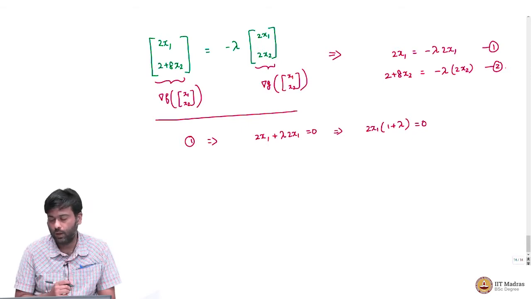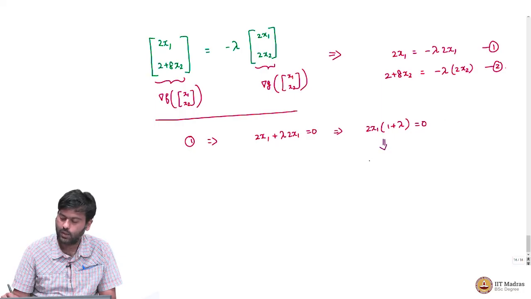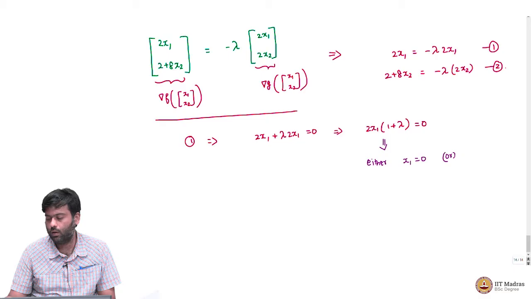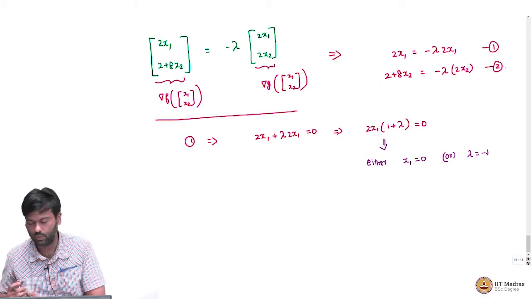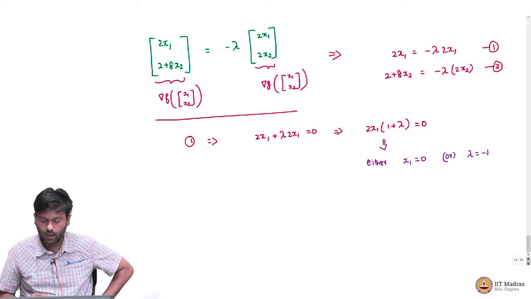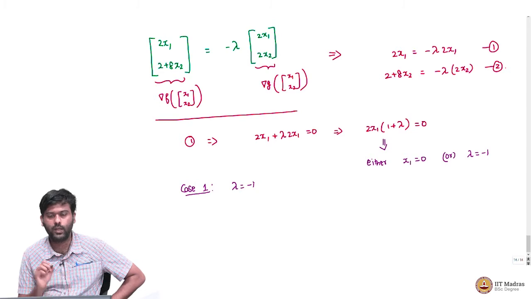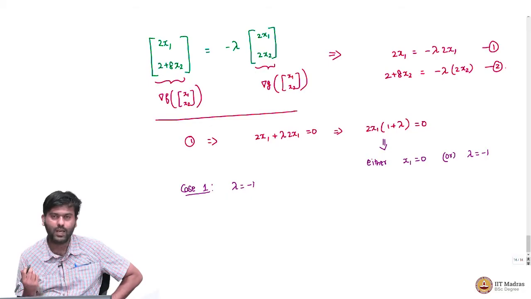There are two ways this could happen. Either x1 is 0, for which this is true, or lambda equals minus 1, in which case this is also true. Let's first look at case 1, when lambda equals minus 1. So let's assume lambda is minus 1. If lambda is minus 1, then how can we exploit that? What can we say?